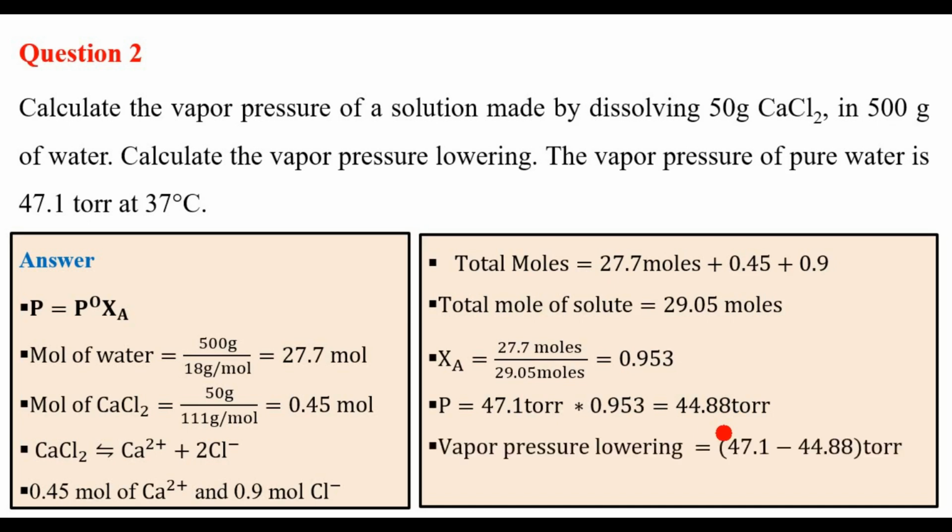For vapor pressure lowering, we need to take the difference between the vapor pressures. In this case, we take the vapor pressure of the pure solvent minus the vapor pressure of the solution. Then we get a vapor pressure lowering of 2.22 Torr.